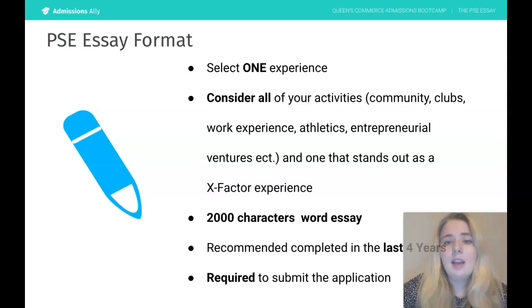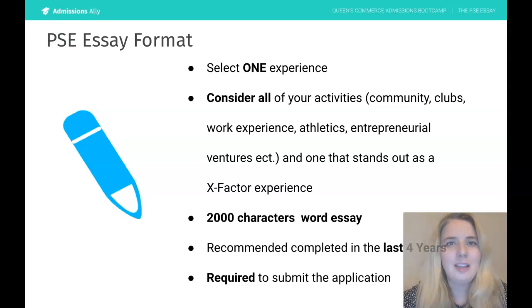And there is an essay length of 2,000 characters, so make sure you're keeping that in mind. It's not a super long essay, so every word really counts. And we recommend that it's completed within the last 4 years. So this is not an absolute requirement. However, you want to do an experience that's relevant to you.